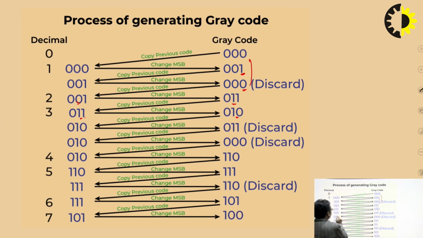Again copy to the previous code and change the MSB. So you will find 0 0. It is already given, so it is discarded. It has to be copied and changed again. It is also the same number, so it is discarded. In the same way, again the same number will appear, so again the MSB has to be changed. So now we will change this MSB, and you will find a new Gray code. In this way you can generate your Gray code. I hope you understand this.